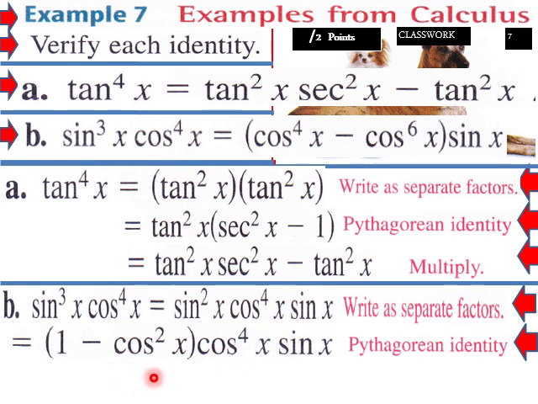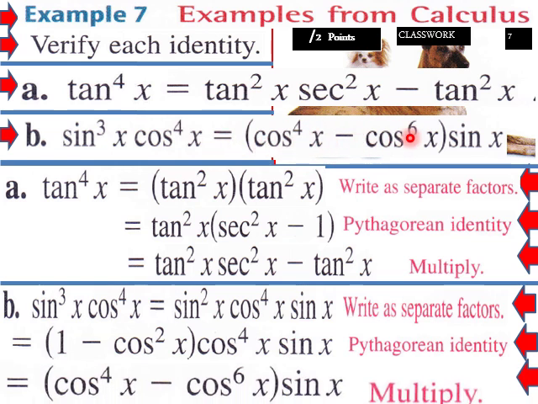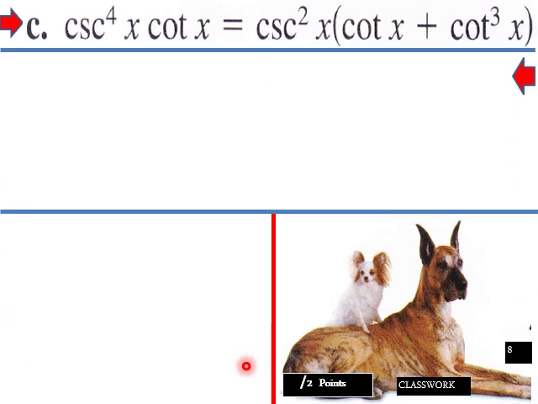And then we have a Pythagorean identity here, don't we? Cosine to the 4th x sine x. Sine squared x is the same thing as 1 minus cosine squared x. Yes, it surely is. So 1 minus cosine squared x, we're getting close to cosine to the 4th x minus cosine to the 6th x sine x. When you multiply these two together, this times that is cosine to the 4th x, and this times that is negative cosine to the 6th x sine x. So what do we do with that?